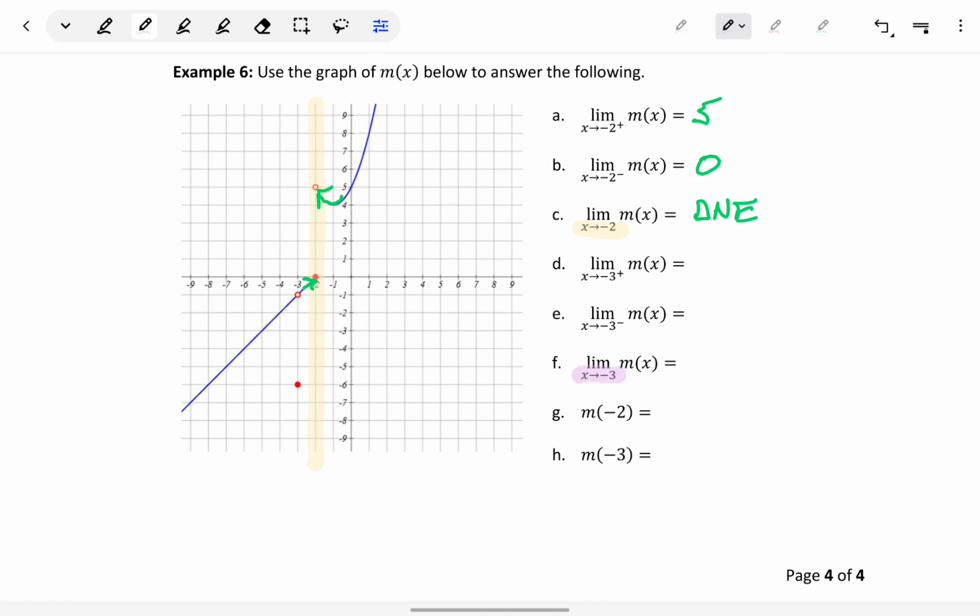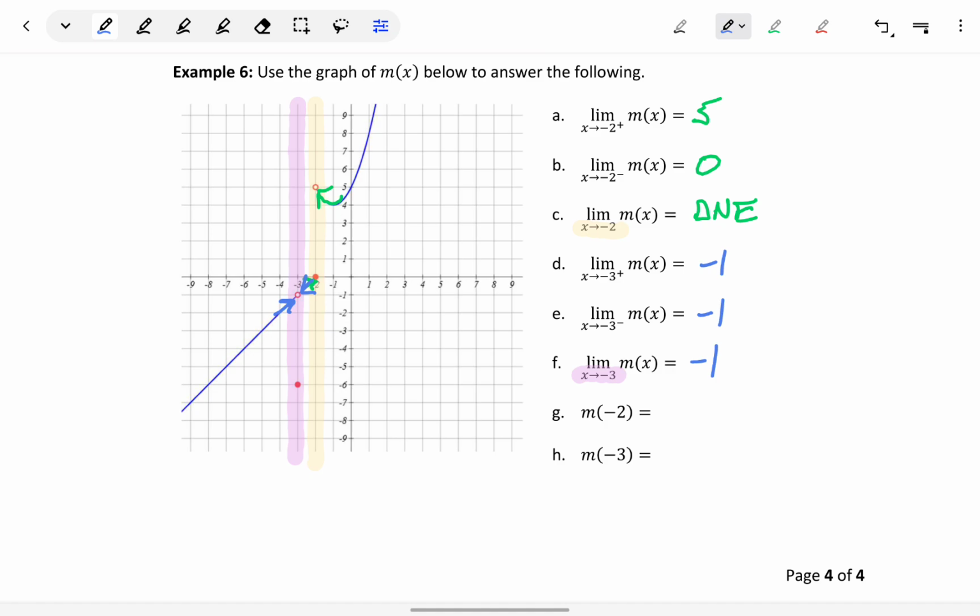The next three parts of the problem deal with what's happening around x equals -3. As we approach from the right, we're approaching a function value of -1. As we approach from the left, we're approaching that same function value of -1, which tells us that the limit as x approaches -3 is equal to -1.